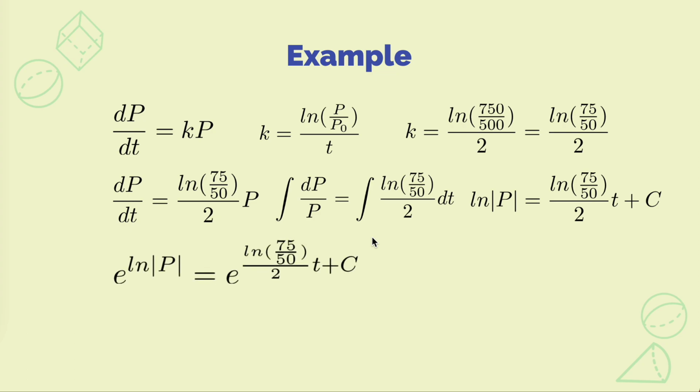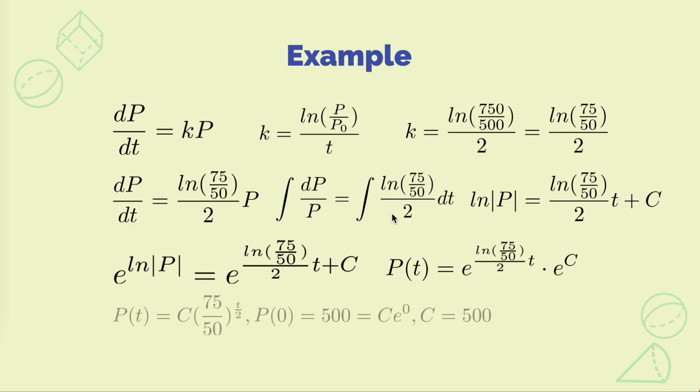And then if I exponentiate both sides, I'm going to be able to get rid of the natural logarithm on the left, which will leave me with just P of t is equal to e to the power of the natural logarithm of 75 over 50 over 2, t, times e to the C, if I separate those exponents, since when we multiply exponents with like bases, we add the exponents. And then I'll bring that C out front like so, and apply my initial condition, which was that the pond was initially stocked with 500 fish.